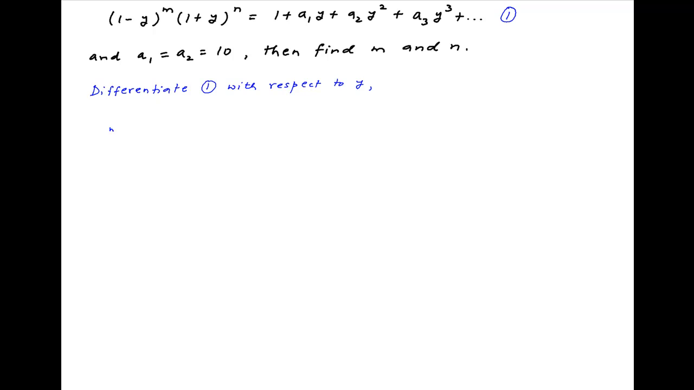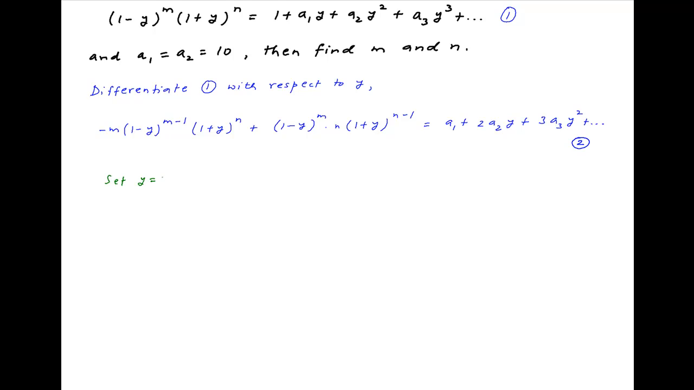On the left hand side, we differentiate by using the chain rule. The differential of (1 minus y) raised to the power m is minus m times (1 minus y) raised to the power m minus 1, and this is multiplied with (1 plus y) raised to the power n, plus (1 minus y) raised to the power m times the differential of (1 plus y) raised to the power n, which is n times (1 plus y) raised to the power n minus 1. And on the right hand side, the differential with respect to y is a1 plus 2a2y plus 3a3y squared plus and so on. Let's call this result 2.